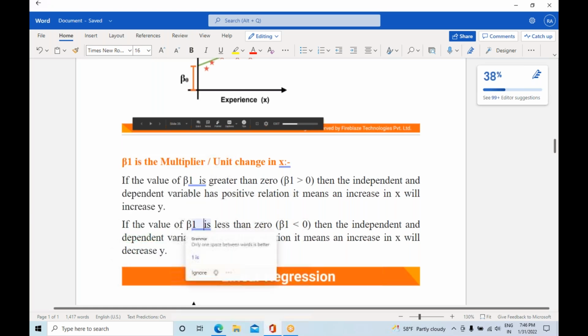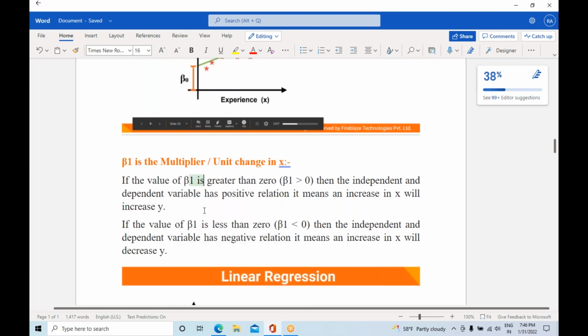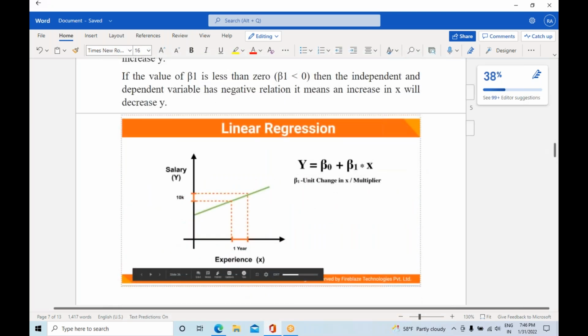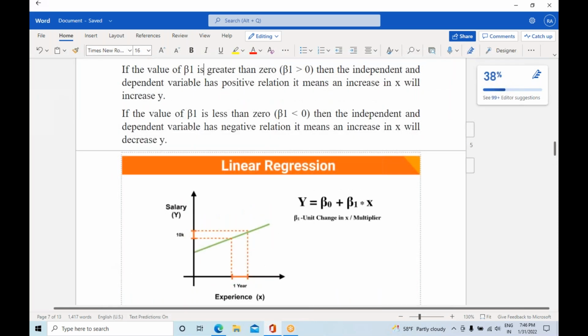Okay, so if the beta 1 value is greater than 0, then it is a positive relationship. When the slope is negative, then it is a negative relationship. So the relationship is decided by this particular coefficient only.